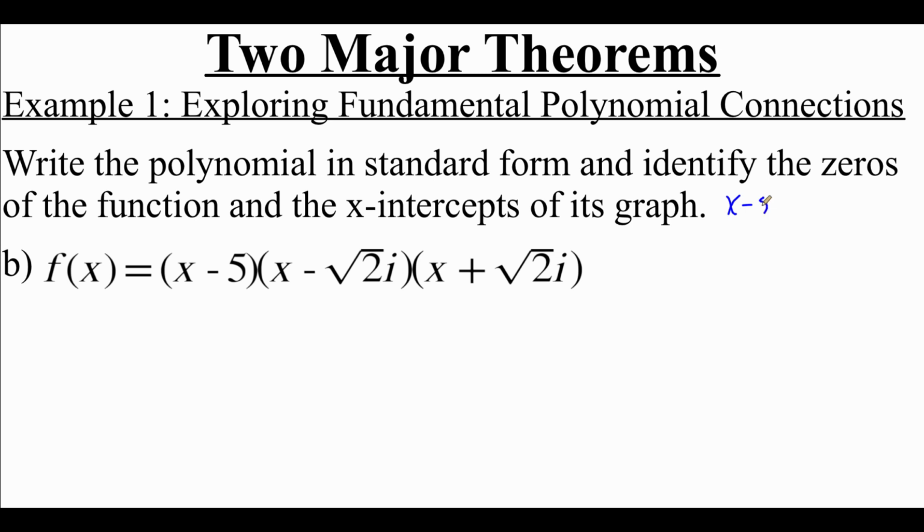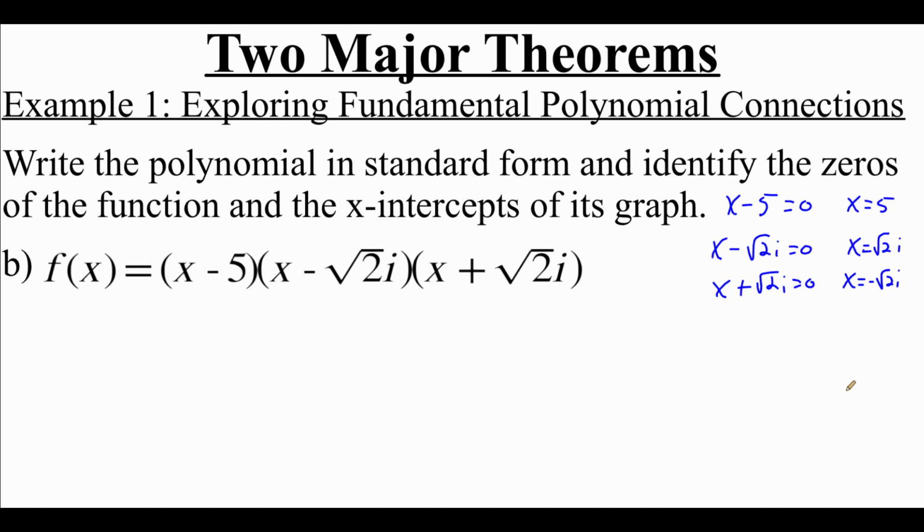So I take the x minus 5, set that equal to 0. So I'm going to get x equals 5 as a 0. Then I'm going to take the x minus root 2i and set that equal to 0. So I'm going to get x equals positive root 2i as a 0. And then if I take the x plus root 2i and set that equal to 0, then that'll give me a 0 at x equals negative root 2i.